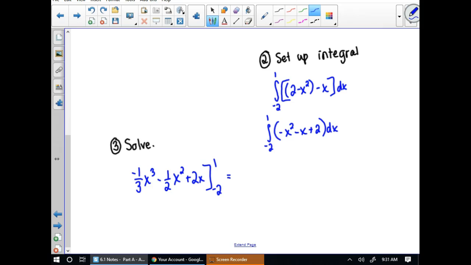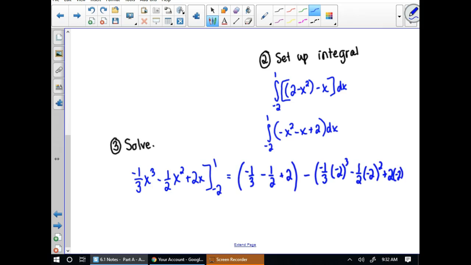And so it's always top minus bottom, so you're going to have -1/3 times 1 to the third minus 1/2 times 1 squared plus 2 times 1, minus -1/3 times -2 to the third minus 1/2 times -2 squared plus 2 times -2. So here, I'm just going to leave this for right now.